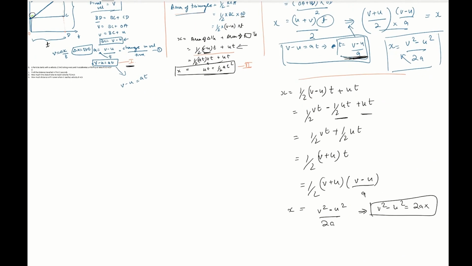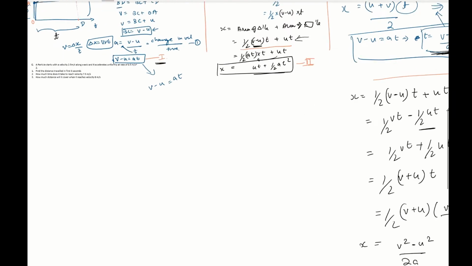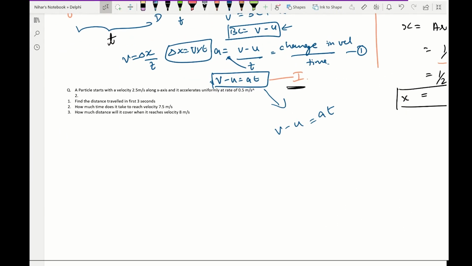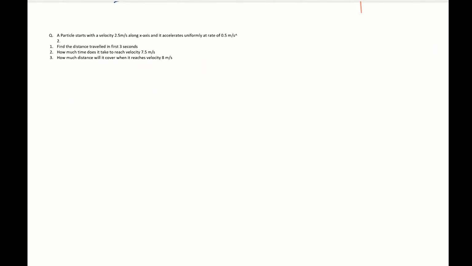And I'm going to clean the board and we can try to solve one of the problems that I have for you guys right here. All right, so we have a question over here. I'm going to quickly write the three equations that we have derived. V is equal to u plus at, x is equal to ut plus half at square, and v square minus u square is equal to 2ax. All right, so these are the three equations that we have. Now let us come back to the question.